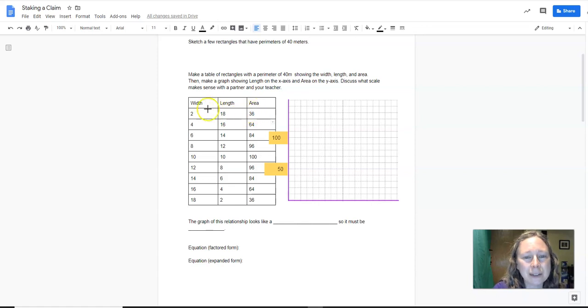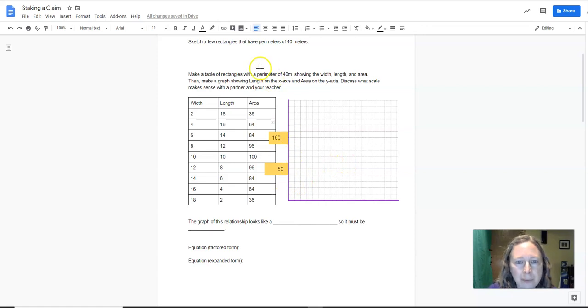And then when I started multiplying width times length to get area, I saw the area increase up to a point, and then it started decreasing again as we went back down the table. But the maximum area was the 10 by 10 rectangle. So if you're looking for maximum area in your plot, you definitely want to do the 10 by 10.